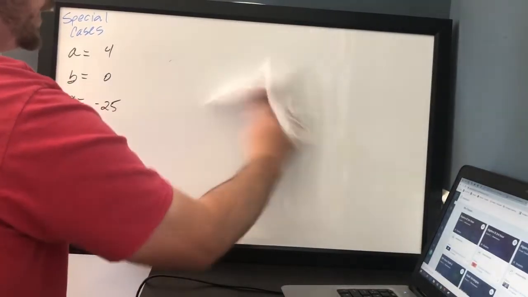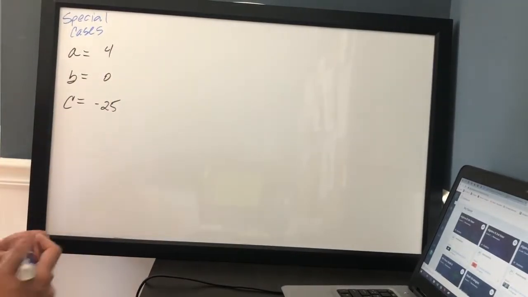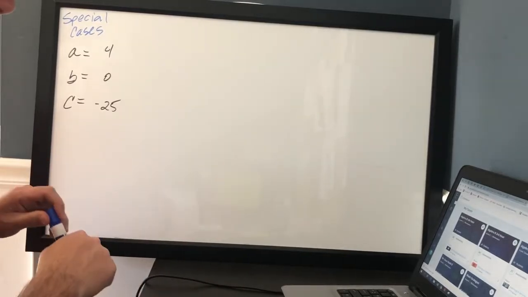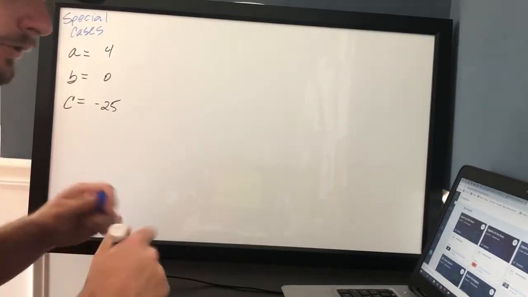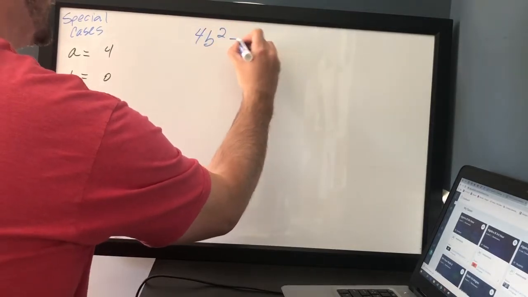Okay, so today we're going to work on special cases. Some things you're going to notice about special cases is they come in one of 2 forms. Either it's going to have a binomial or a trinomial. Binomial means it's just going to have the 2 terms. So the first one we'll work on is something like this.